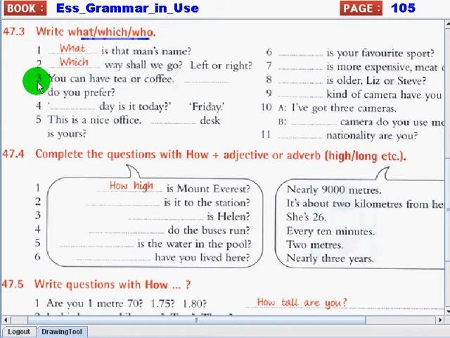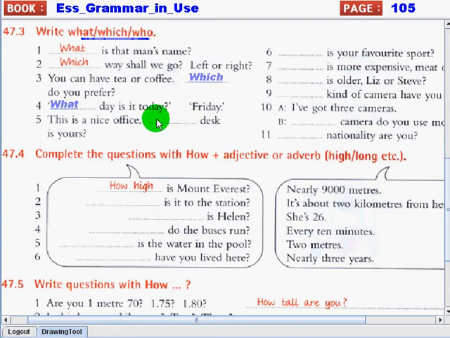Now, let's have number 3. You can have tea or coffee. What do you think is the answer here? We have tea or coffee. Of course, we will have which. Which do you prefer? You're correct. Next, what do you think is the answer here? Yeah, it's what. What day is today? And the answer is Friday.